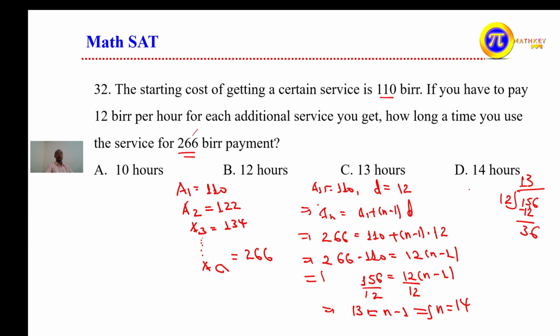Since this is 13 plus 1, it becomes 14 hours. That means we can pay 266 birr after 14 hours. That means the value for this is 14 hours, n is equal to 40.